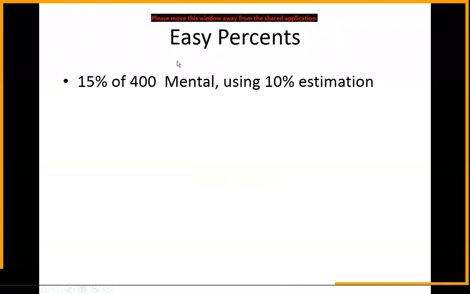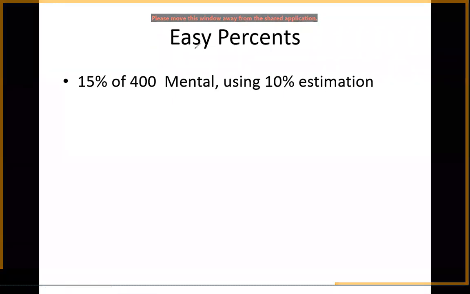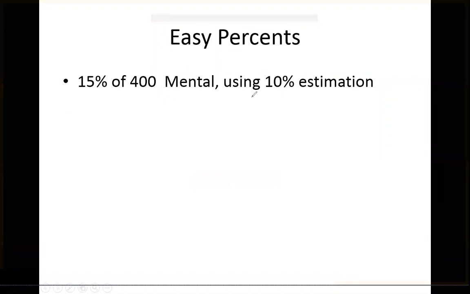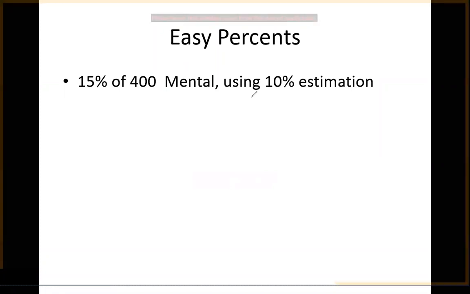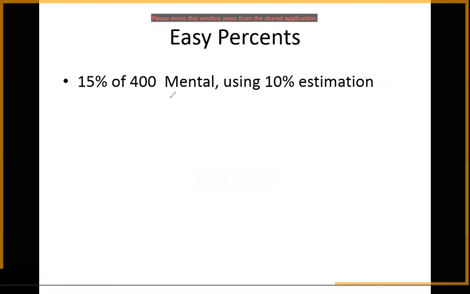15% of 400, another easy one, right? So you take 10%, and then you take half of 10%. Why? Well, half of 10% is 5%, so you want the 10%, which was 40, plus half of that, the 5%, to make 15%, 20. So 15% of 400 is 60.